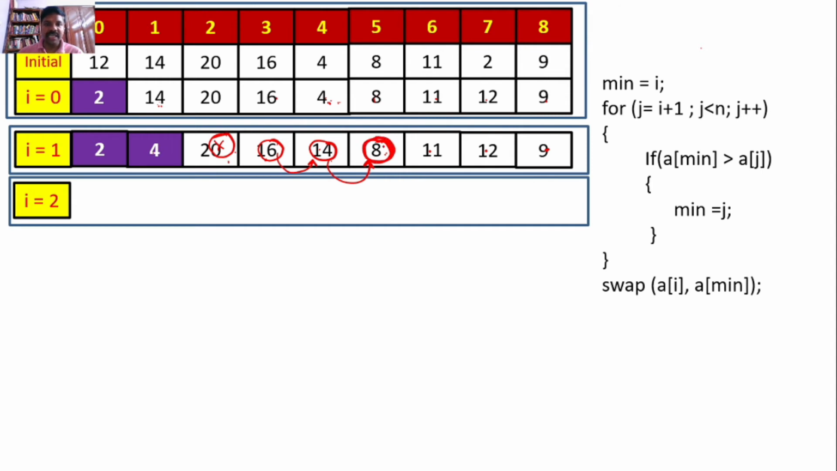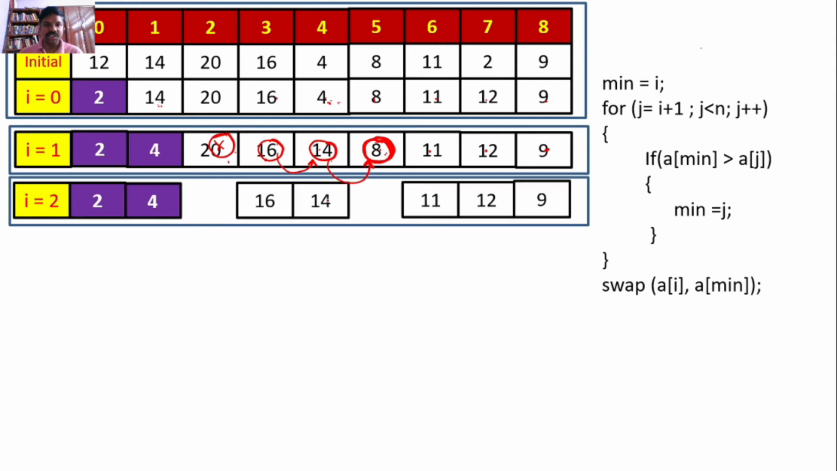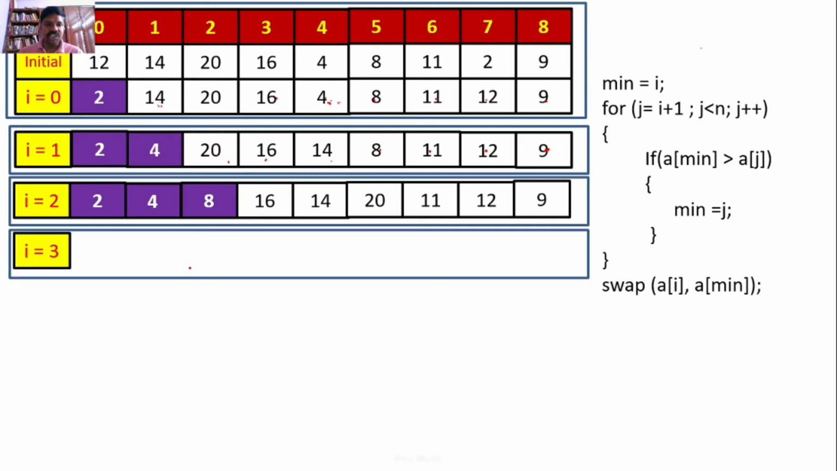So 20 and 8 will be exchanged. You can see, 20 and 8 values will be exchanged like this. Clear? Now at i equal to 3, I am taking this as the reference.